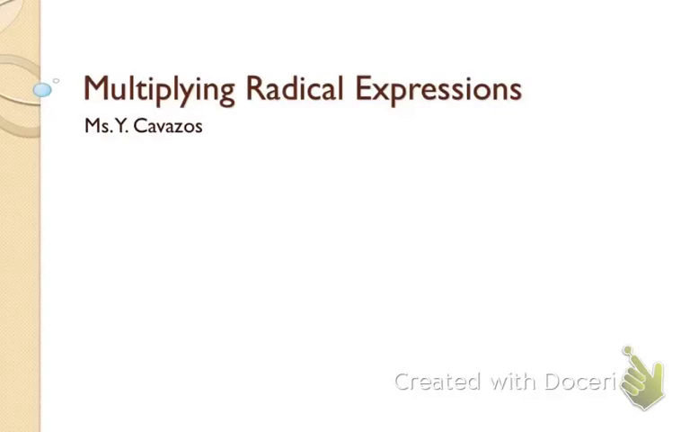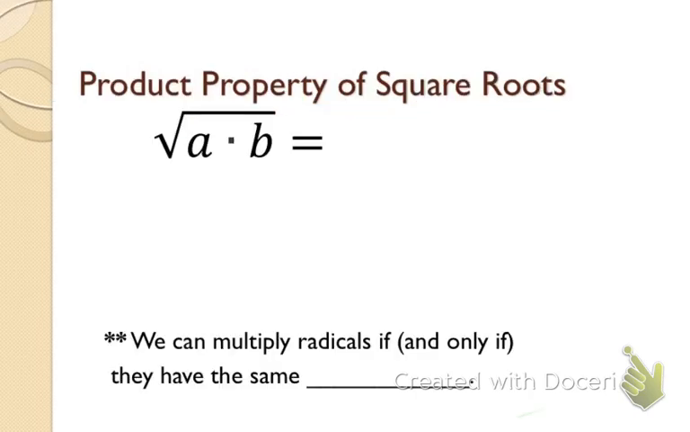Multiplying radical expressions. So you learned how to simplify radical expressions. Of course, what we're going to do now is apply some operations. One of those operations being multiplication. So there is a property that you need to be aware of, and this is called the product property of square roots.